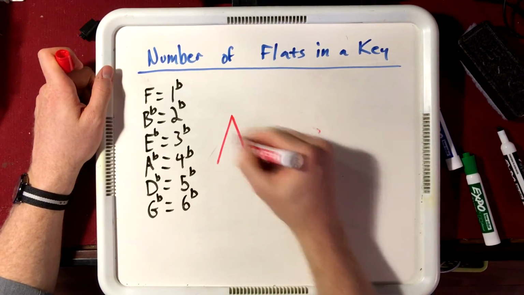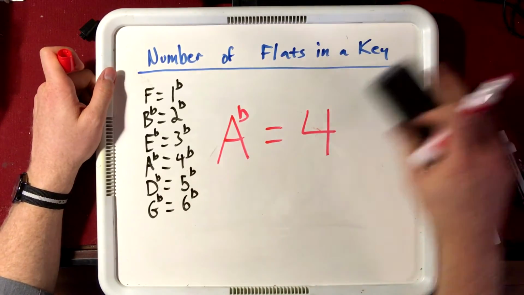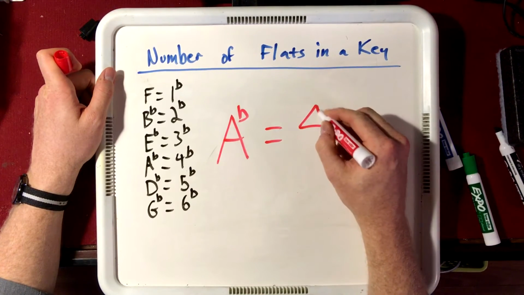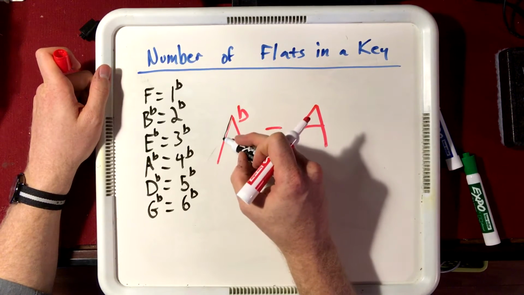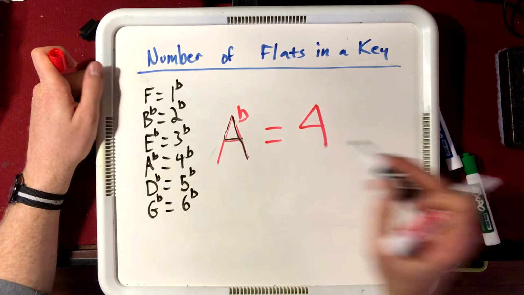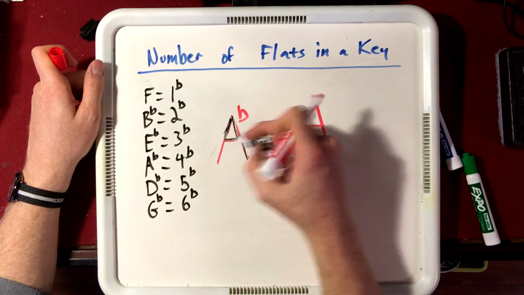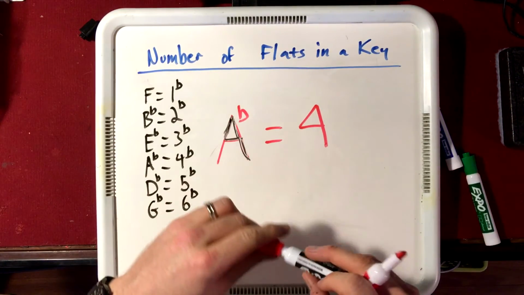A flat, and it's got 4 flats in it. And I'm going to draw my 4. Watch this. Some people, they'll draw their 4 like that. Look at this. This looks like a 4. If you kind of erase that part right there, this part of the A looks like a 4, more or less. It's not perfect, but you get the idea.